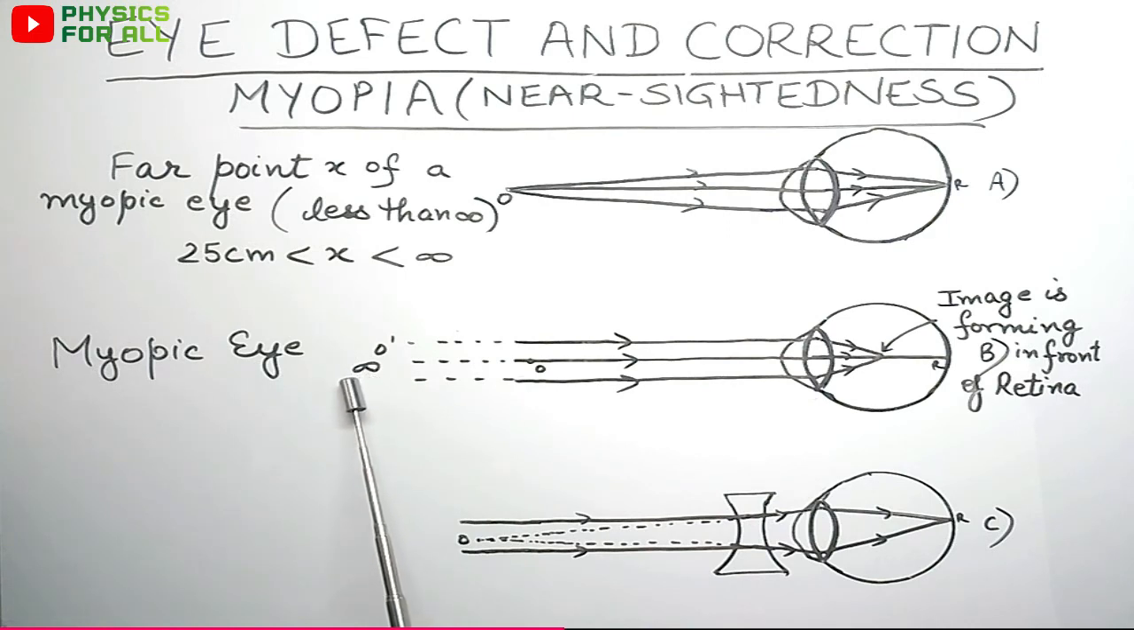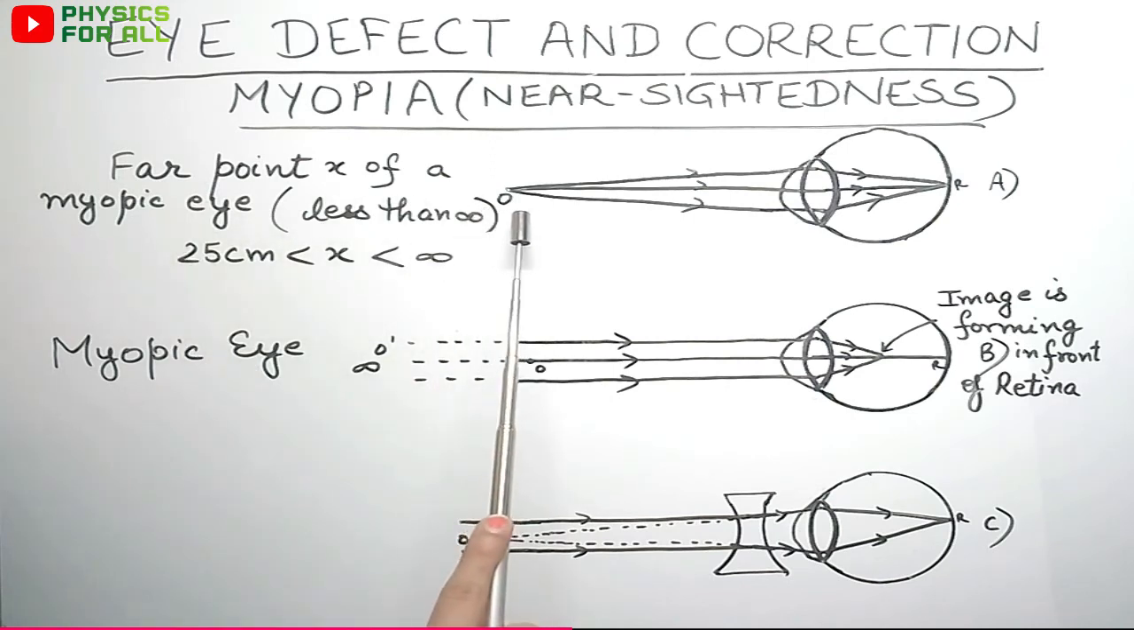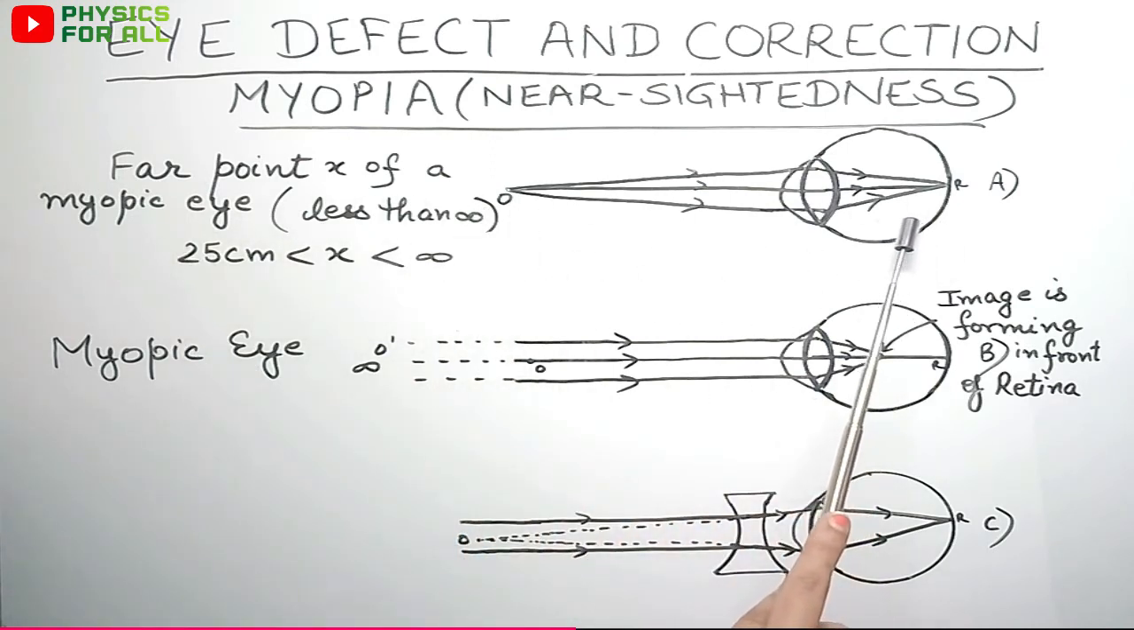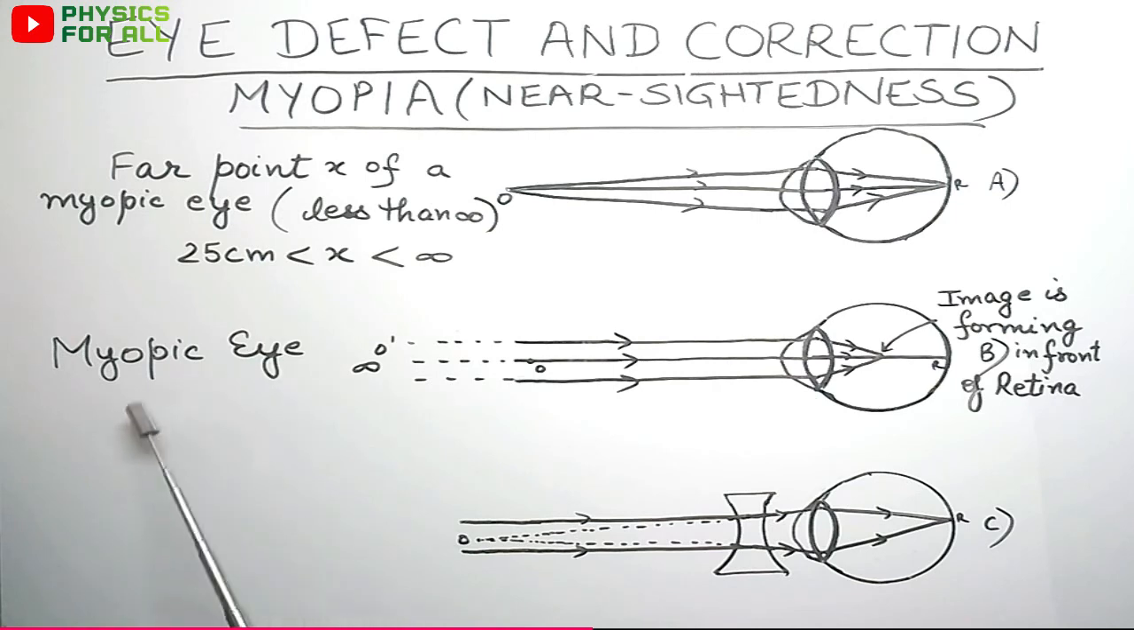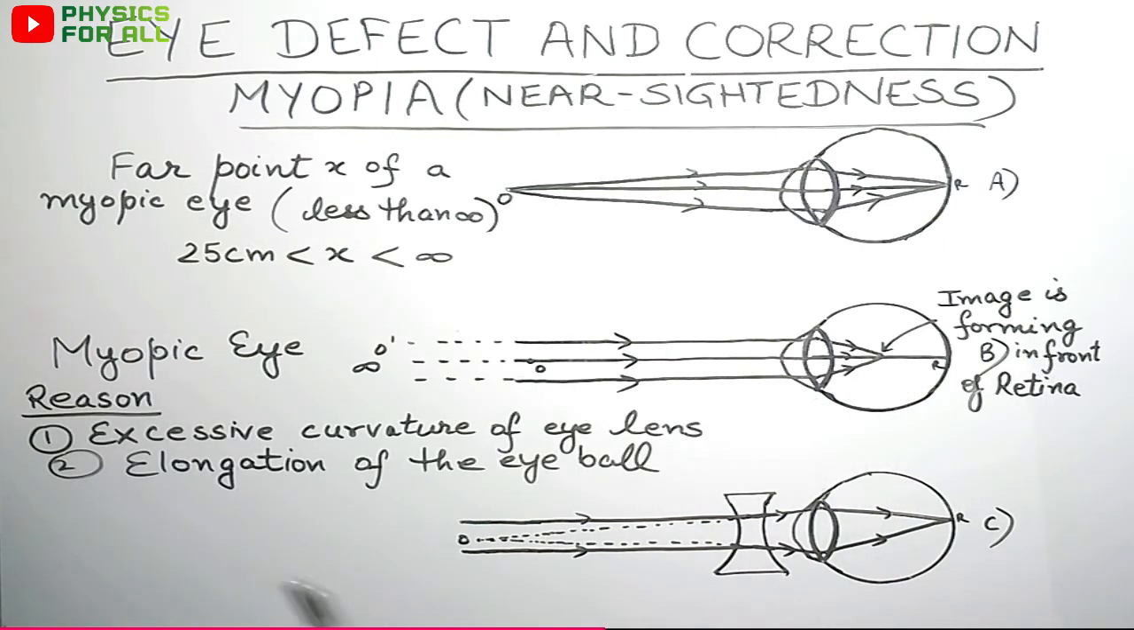If the object is taken from infinity to a particular point which is the far point of the myopic eye, then things get normal. Then the person is able to see the image properly, because the rays would be converging at the retina. But if the object is placed at infinity and light rays are coming parallel, then there is a problem. Now, what is the reason of this defect? The first reason is excessive curvature of the eye lens, and the second possible reason is elongation of the eyeball.